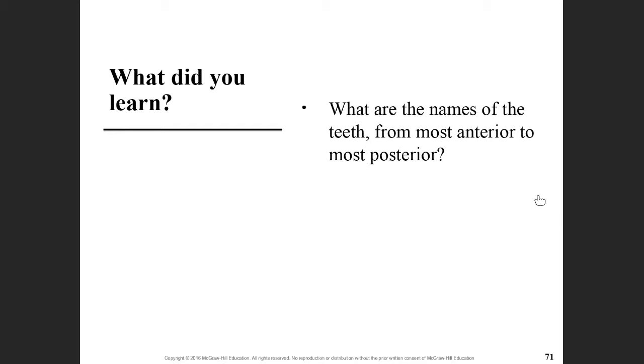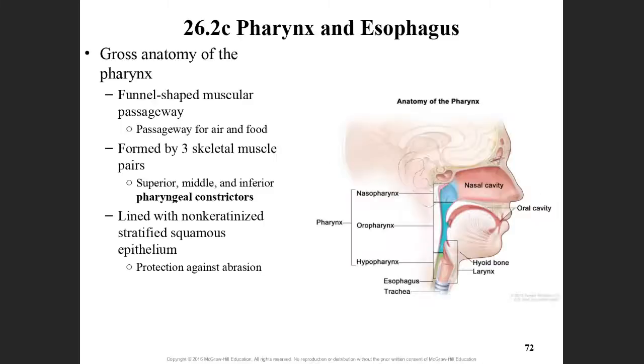The next part is about our pharynx. The pharynx is a funnel-shaped tube. I told you about it. And the pharynx has 3 parts. We have the nasopharynx, oropharynx, and hypopharynx or laryngopharynx.